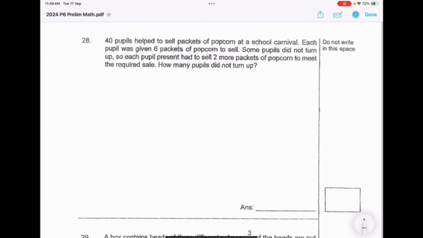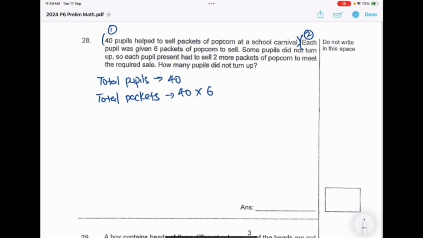Moving on to question number 28. 40 pupils helped to sell packets of popcorn at a school carnival. So I know the total number of pupils is 40. Moving on to the next sentence, it says each pupil was given 6 packets of popcorn to sell. If each of them are to sell 6 packets of popcorn, what is the total number of packets? Total number of packets would just be 40 pupils multiplied by 6 packets each, and that would give me 240 packets.